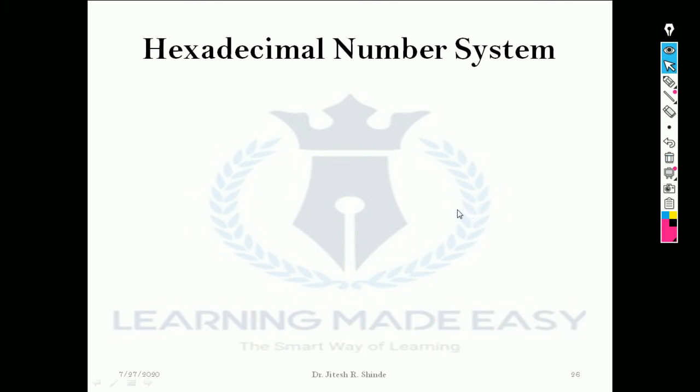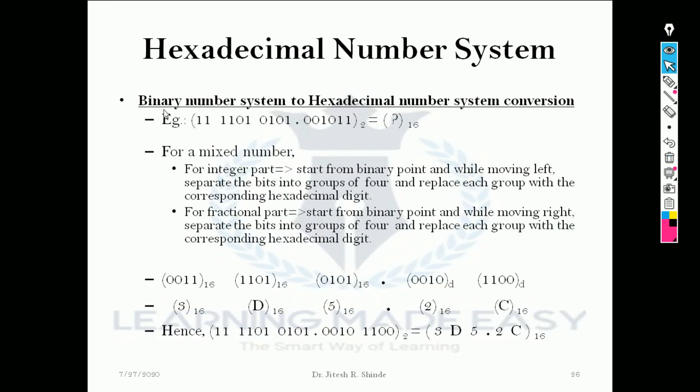Hexadecimal number system again. Next example, binary number system to hexadecimal number system, similar to the concept we had followed in octal number system. For the integer part, start from the binary point, while moving towards left, form a group of 4 bits and replace each group by its equivalent hexadecimal digit. For fractional part, okay, start from binary point or a radix point, move towards right hand side, form a group of 4 bits, replace each group with the corresponding hexadecimal digit.